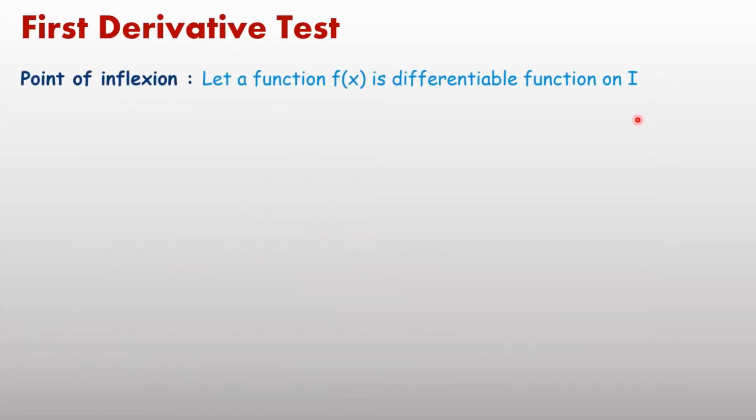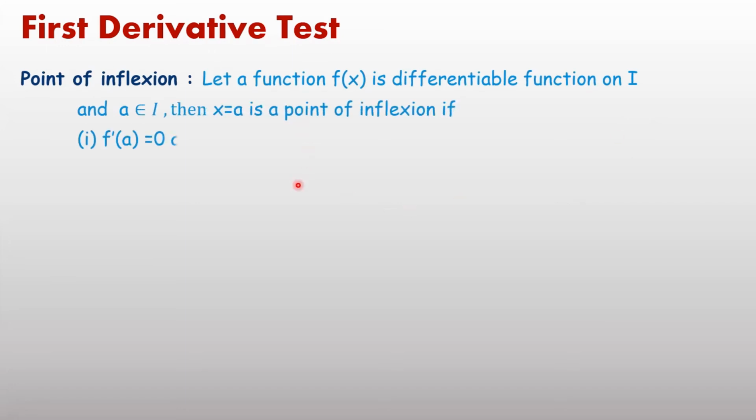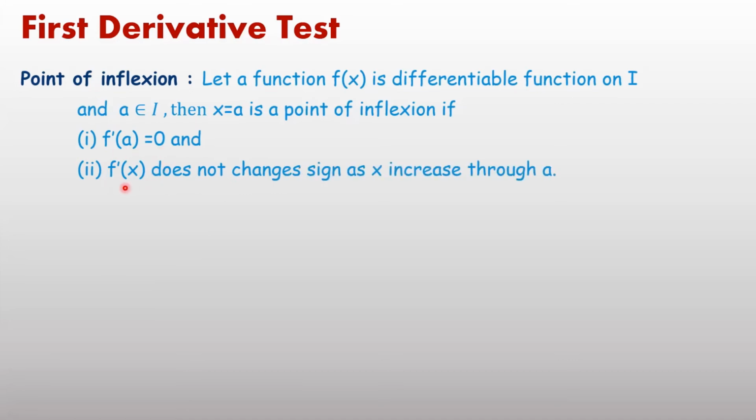Now next, the third situation. The function is differentiable. Find out f dash x. If f dash x equal to 0, find the value of a: f dash a equal to 0. But at this time, f dash x does not change sign as x increases through a. Like the previous example, we are getting minus 2 and plus 2. If asked at minus 10, at minus 10 there is no change in sign.